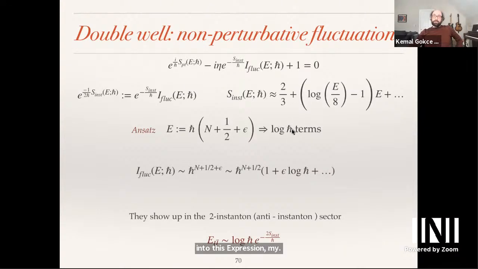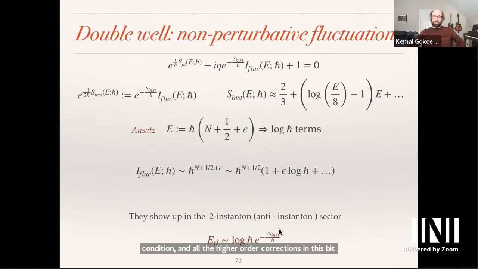this log term gives me a log of h bar, or more concretely, the fluctuation term will have a power of h bar plus a half plus this bit, and if I expand this fluctuation term in epsilon, this bit has a coefficient log of h bar. And this only shows up when I take this term and plug it back as feedback into my exact quantization condition and solve the higher order corrections in this bit epsilon.